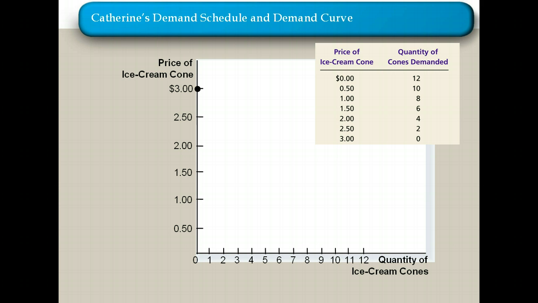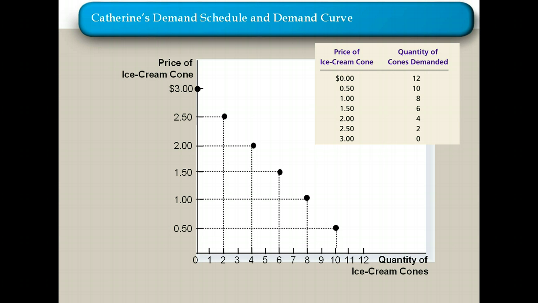All right, her next point was at the price of $2.50, she would have a quantity demand of 2. So we'll fill that one in. At the price of $2, she'd have a quantity demand of 4. $1.50 was 6, $1 was 8, 50 cents was 10, and as we mentioned at the end, $0, no price, would be 12. Now what we're going to do is connect all of those dots together. And when we do that, we get what's known as her demand curve.